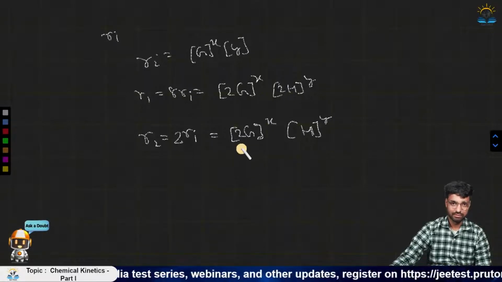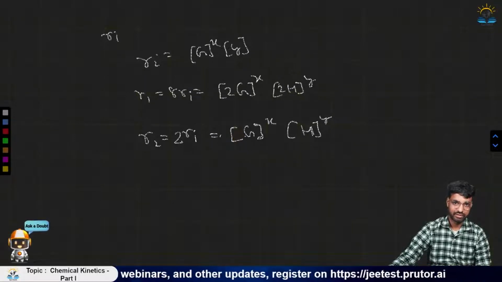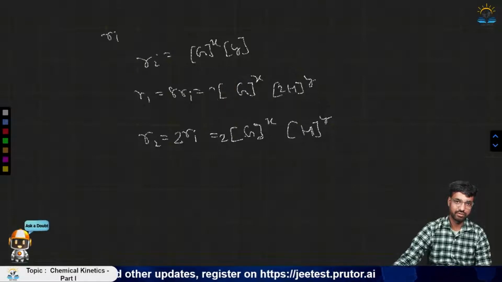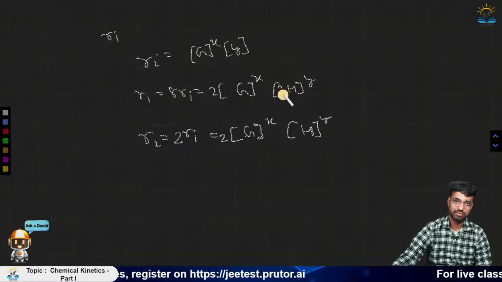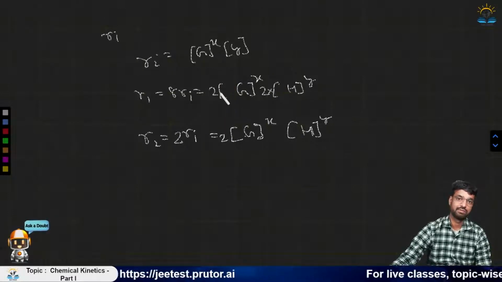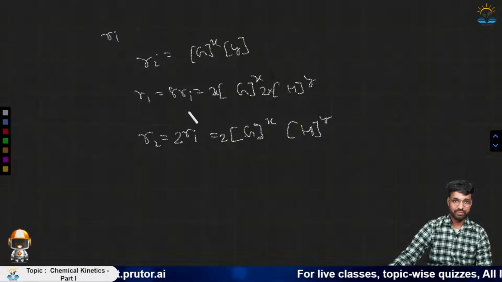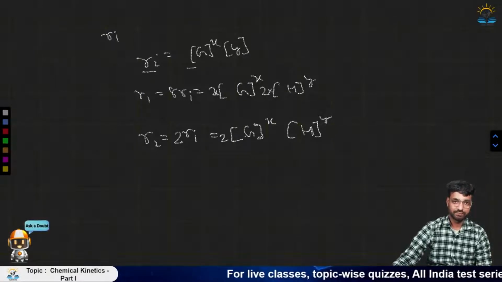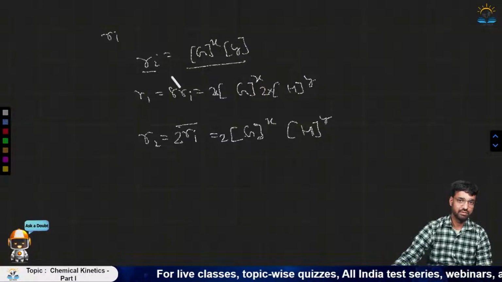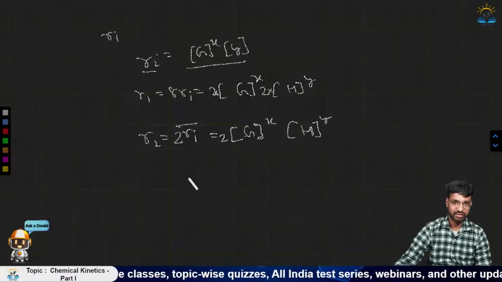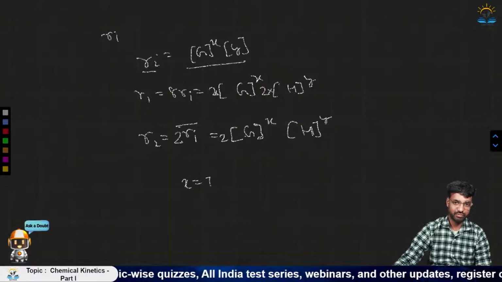Okay, we can write it here, so it will be more absolute. So if we divide both of these equations, you can see very clearly here that the x value will be equal to 1.